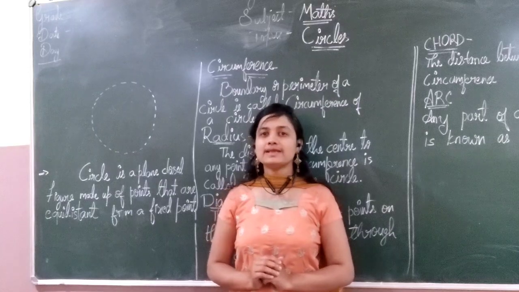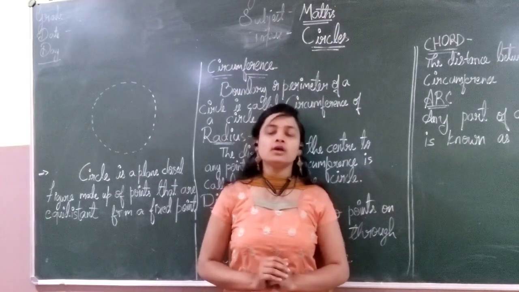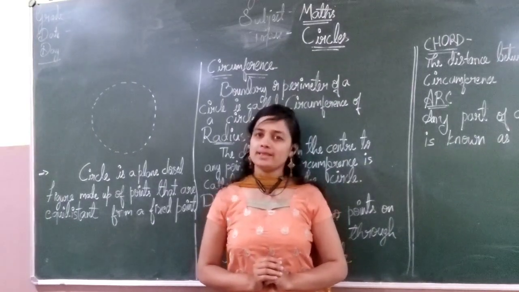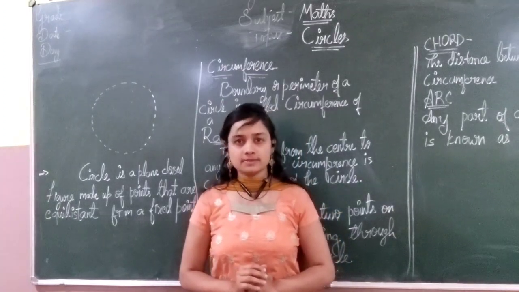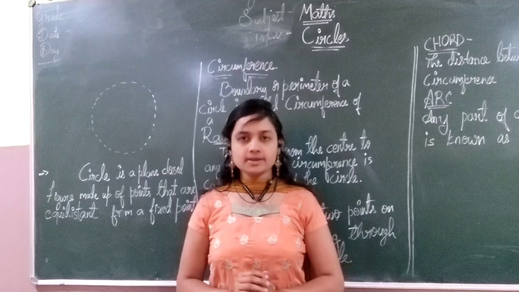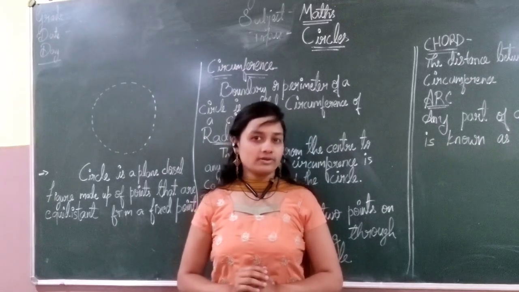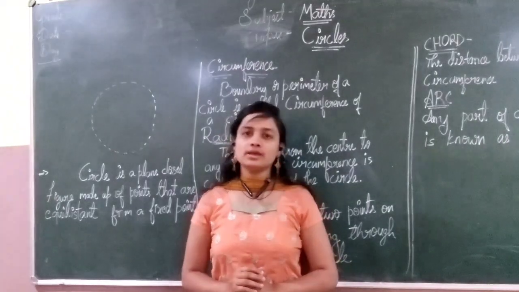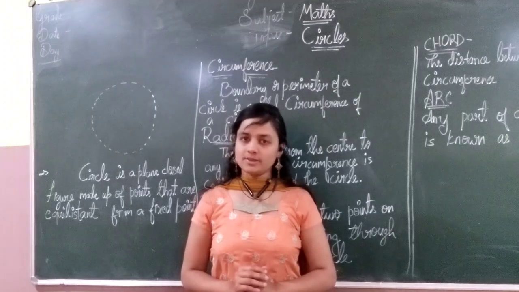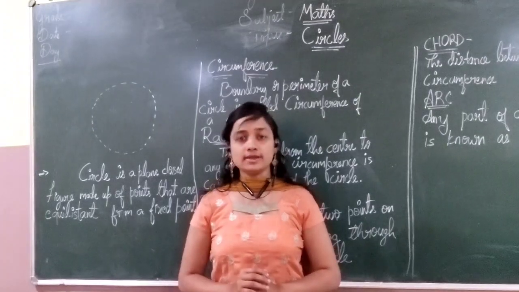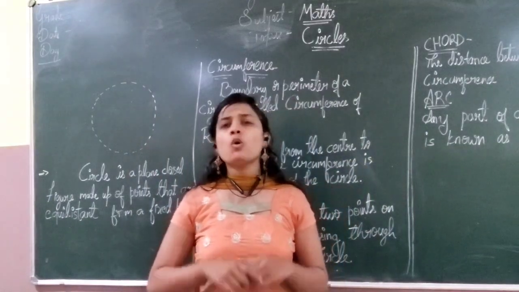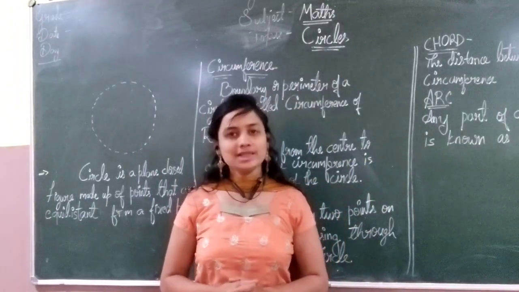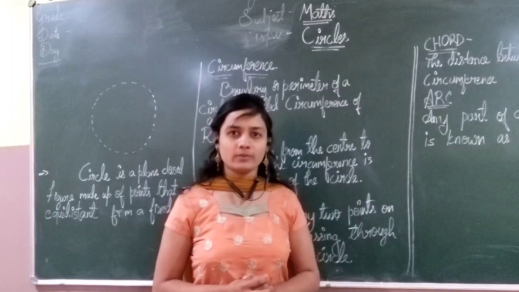Today we will be learning lesson number 4, circles. You have already learned a few basic things about circles in your previous grade. That is, a circle is made up of a curved line and it doesn't have corners or edges. This is what you have learned in your previous classes. Today we will be learning more about circles. You have so many things to learn about circles. Let's start learning one by one.